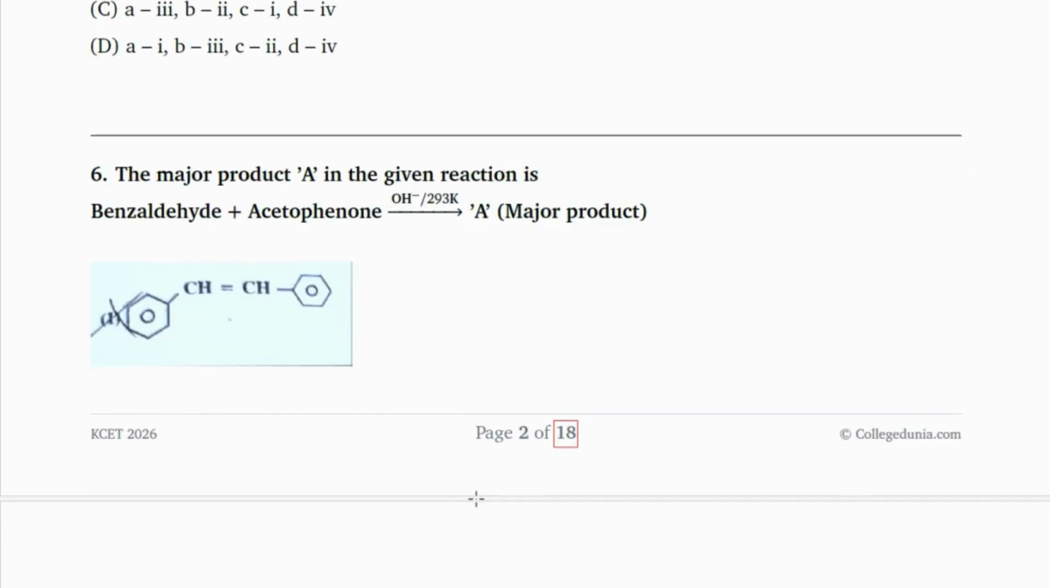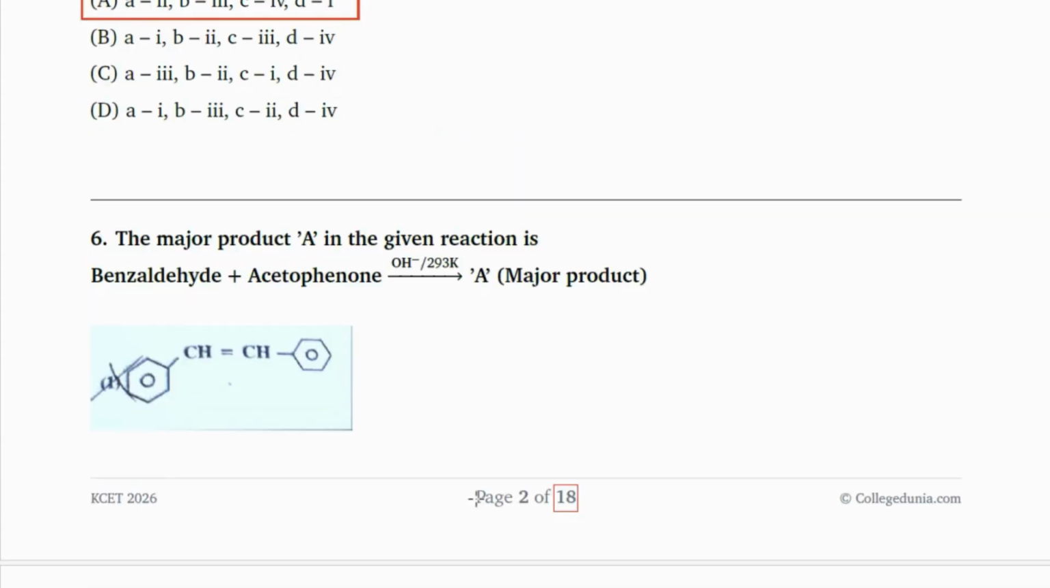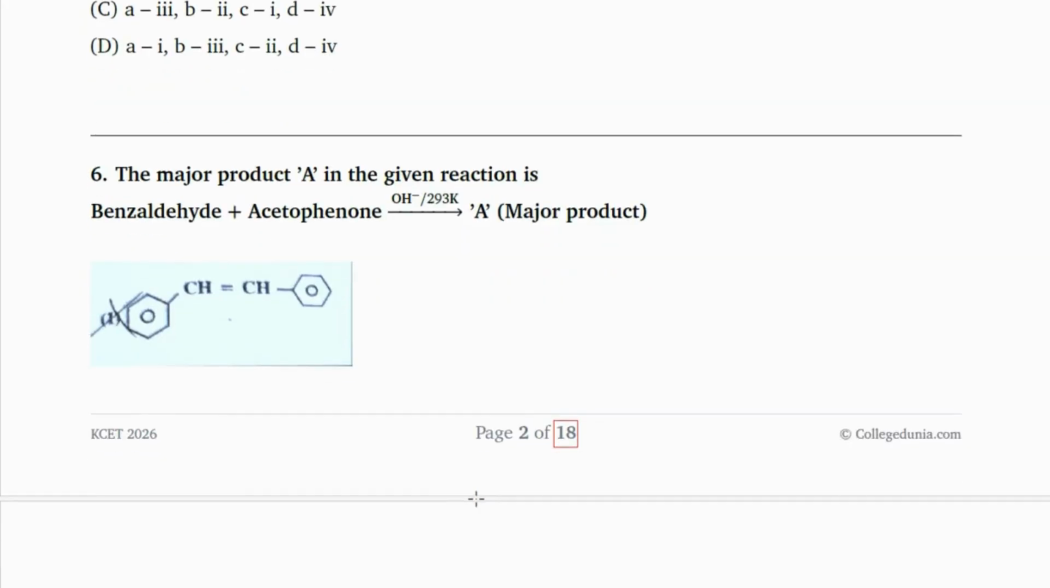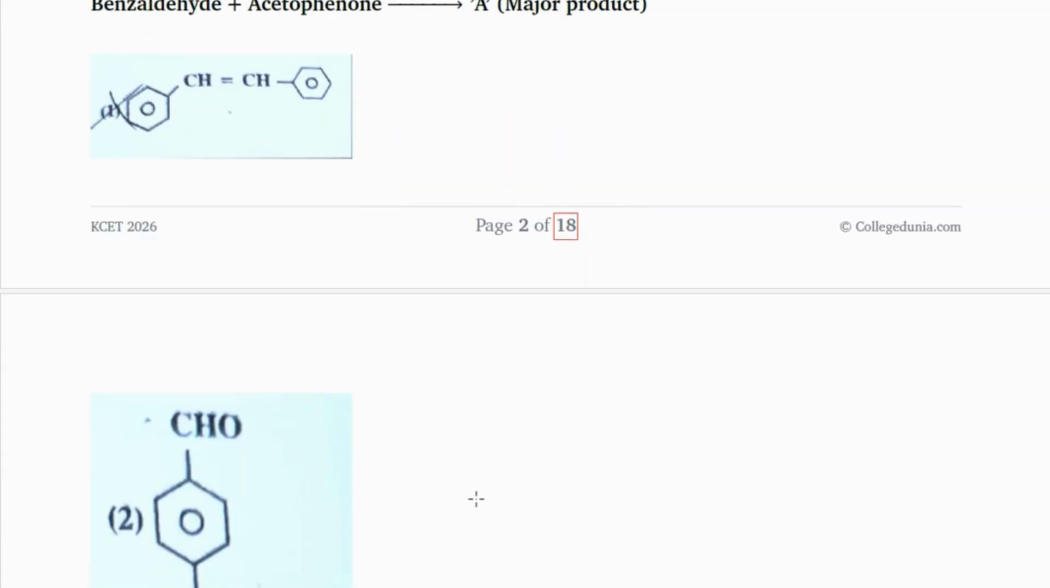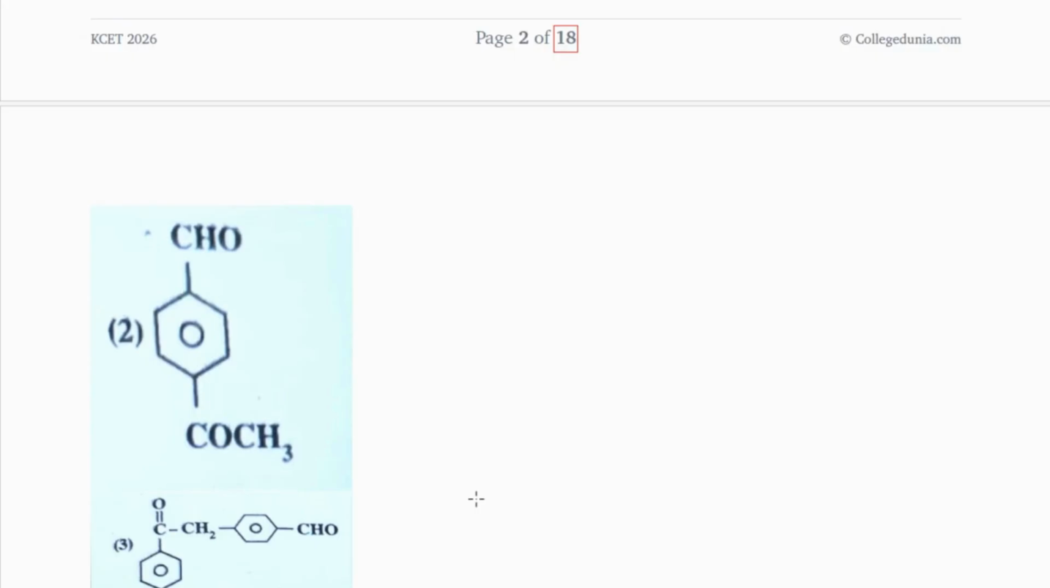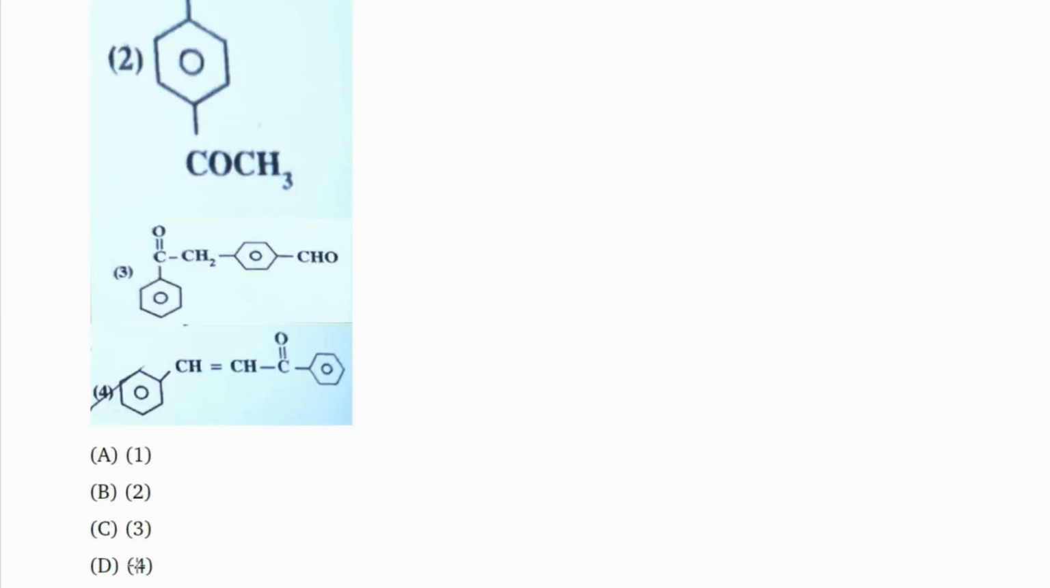Next one, question number 6. You need to identify the major product A for the reaction between benzaldehyde and acetophenone in the presence of a base at 293 Kelvin. This is an aldol condensation reaction and it is also known as the Claisen-Schmidt reaction. Therefore, the reaction between benzaldehyde and acetophenone will produce 1,3-diphenylprop-2-en-1-one. So, D is the correct option.